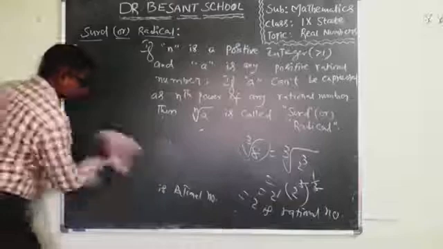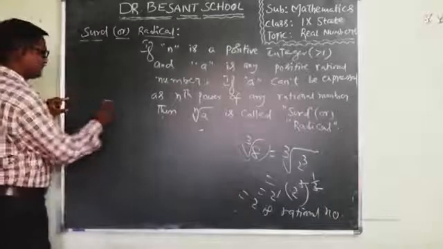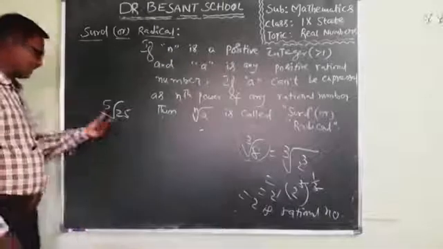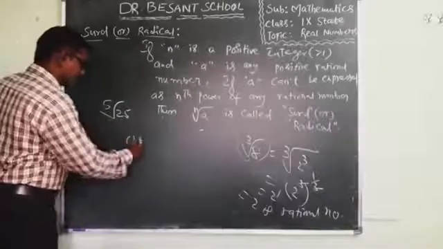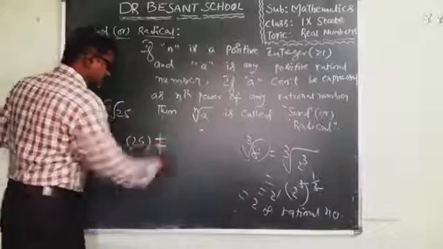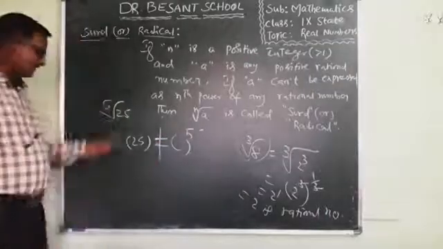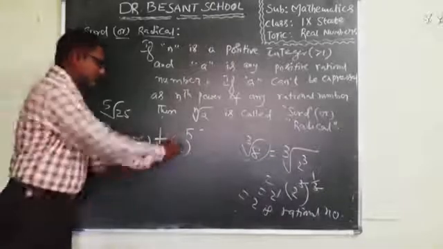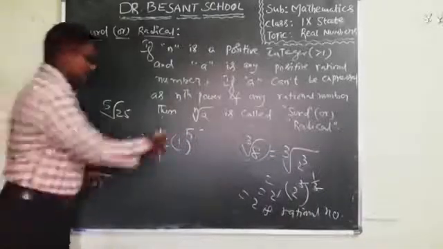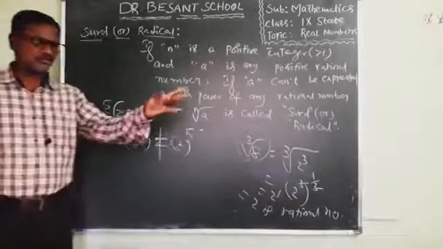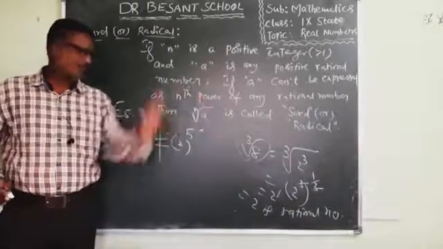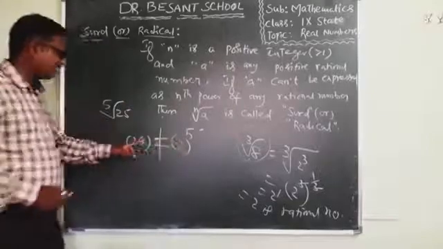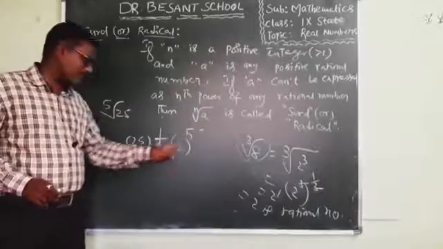For example, once you verify, fifth root of 25. See, this 25 cannot be expressed as a fifth power of some rational number. Why? Because 1 power 5 is 1, not 25. Again, 2 power 5: 2 2s are 4, 4 2s are 8, 8 2s are 16, 16 2s are 32. 2 power 5 is 32, not 25. That means clearly, 25 cannot be written in the form of a fifth power of some rational number.